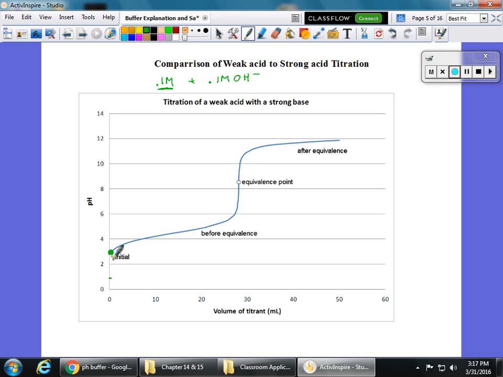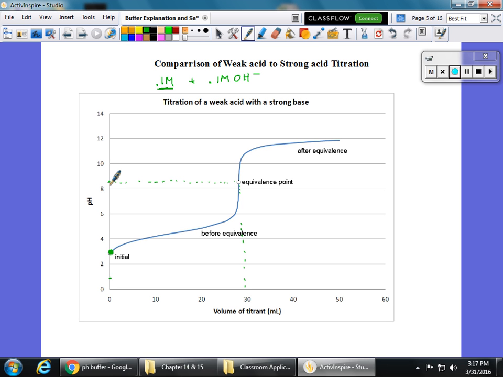More basic. The equivalence point, remember, is where the moles of acid equal the moles of base. It looks like this happens at 30 mL. And if we go across over here, you see where that equivalence point happens. It's happening somewhere above 7. If you have a weak acid and a strong base, that pH is going to wind up being above 7.